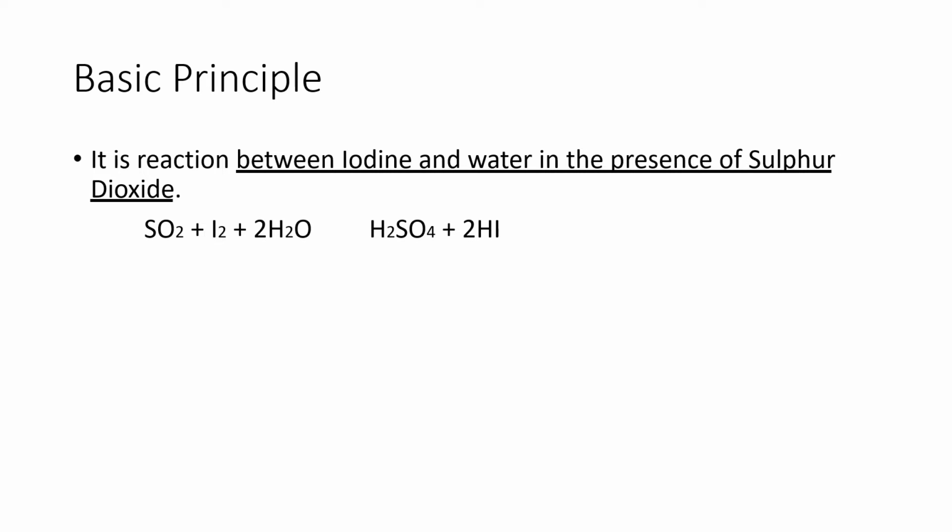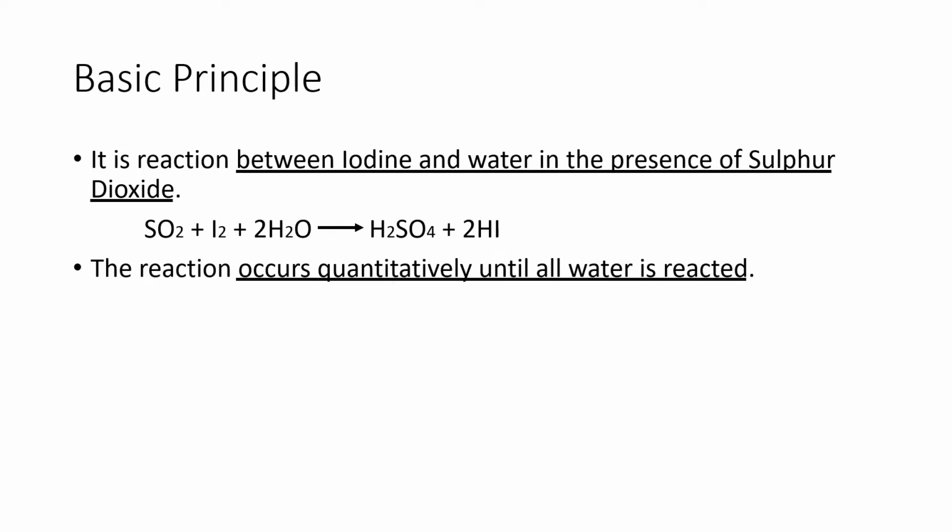Iodine reacts with water in the presence of sulfur dioxide to form sulfuric acid and hydrogen iodide. This is a simple reaction between iodine and water molecules in the presence of sulfur dioxide. The solvent in which the reaction takes place is generally methanol. But in certain cases where aldehydes or ketones are analyzed, special reagents like Hydranal K may be used, because aldehydes and ketones may react with methanol to form additional water.